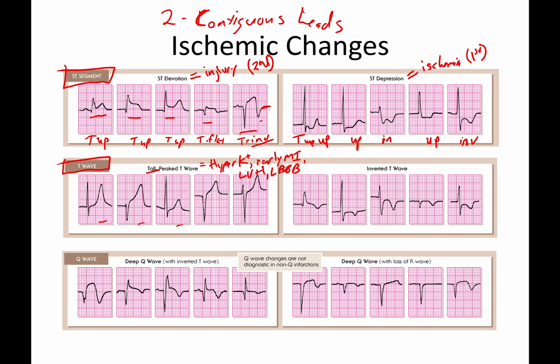Even if you have an inverted QRS, like in this one, you can still have a tall peaked T wave. And again, the QRS and the T wave are not going the same direction. Big sign that there's a repolarization issue. It's peaked as well, just one more sign. That's probably your left bundle branch block here.